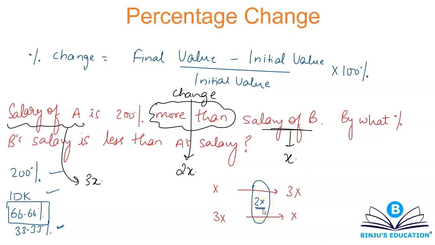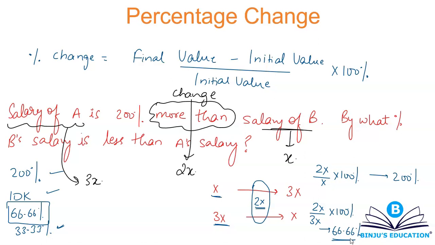But that's not the concern. What is the concern? The concern is the base value. When you're going from X to 3X, the change is 2X over X, which is a 200% increment. But when you're going from 3X to X, the change is again 2X, but this is on thrice of X, which is only a 66.66% decrease.